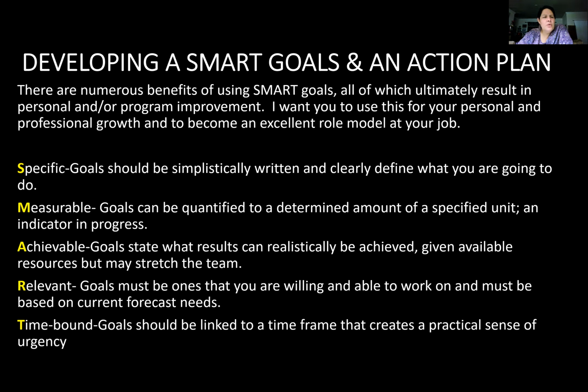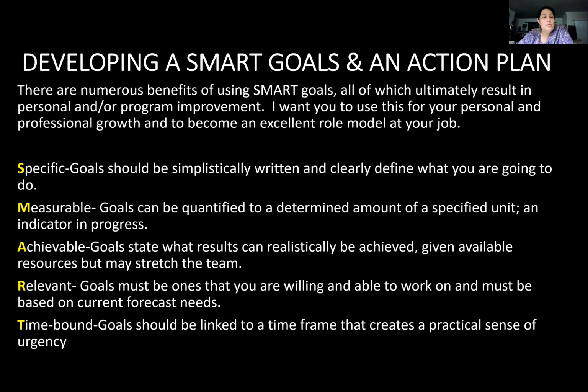On the SMART goals, it's an acronym that we use. SMART: specific. Your goals have to be simply written and clearly defined on what you're going to do. You have to know clearly what you're going to do. They have to be measurable. They can be quantified to determine the amount of a specified unit and an indicator of progress. They have to be achievable. They should state what results can realistically be achieved, given available resources, something that you may stretch with the team.